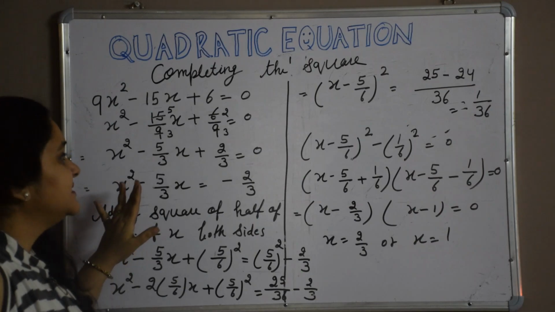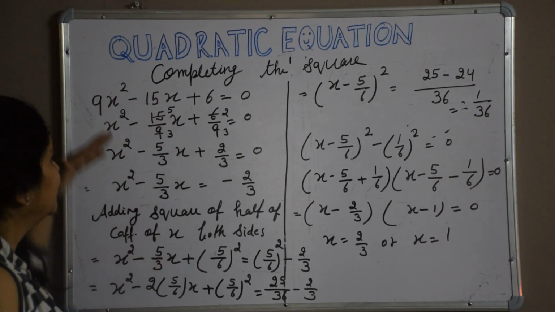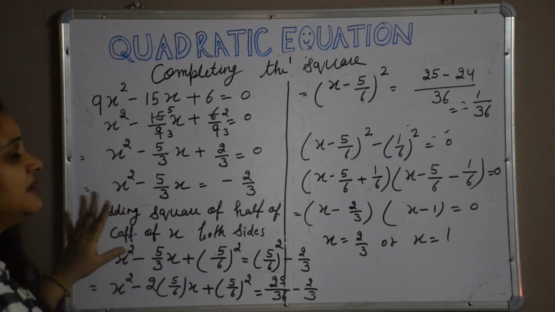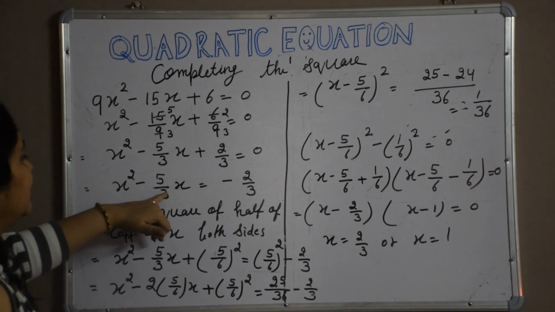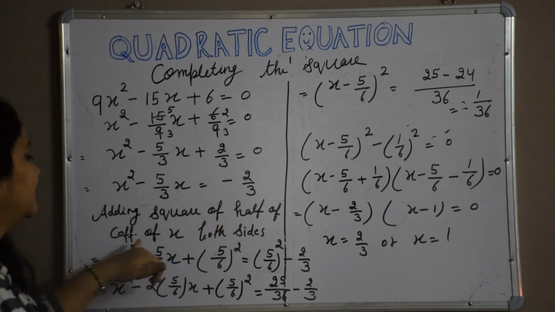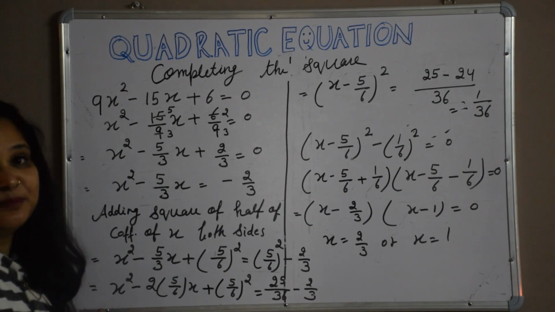You have to practice more questions on this. It is a little bit tricky method. You have to remember the process, but the process is very easy. Just one important step, that you have to add the square of half of the coefficient of x both sides. Otherwise it is very simple.